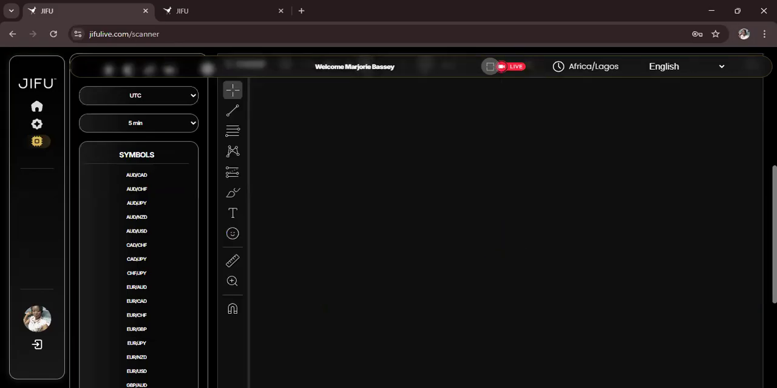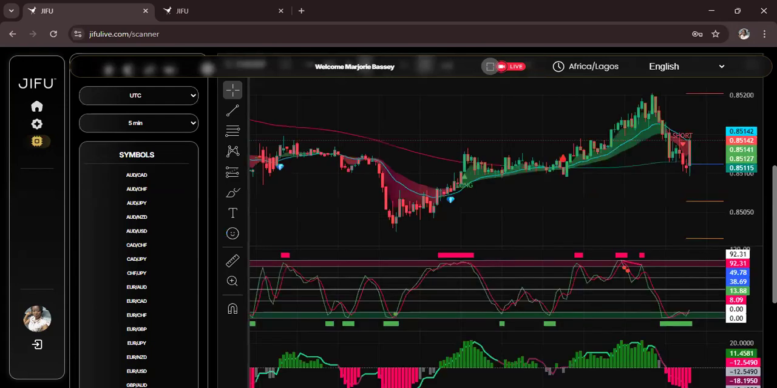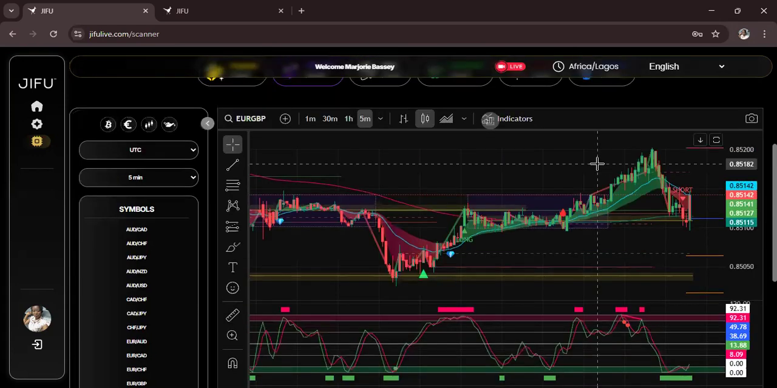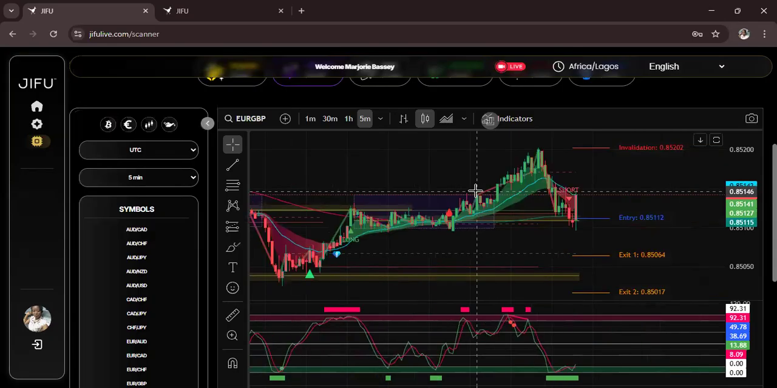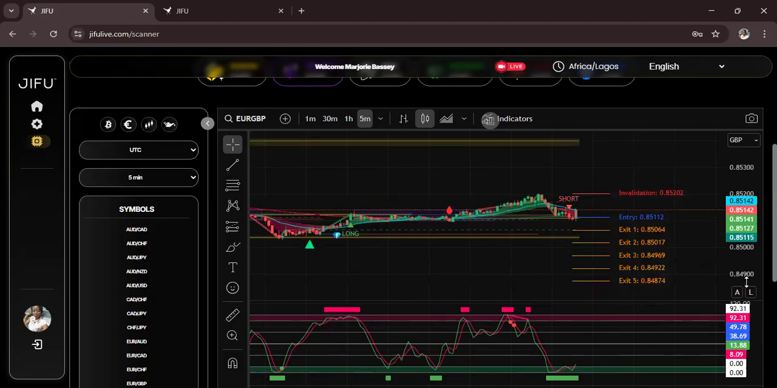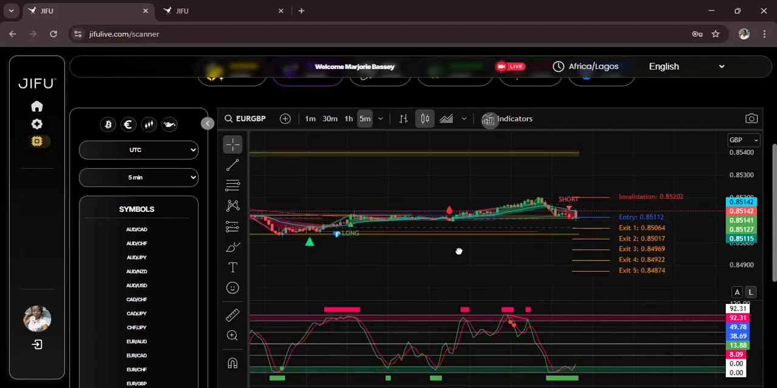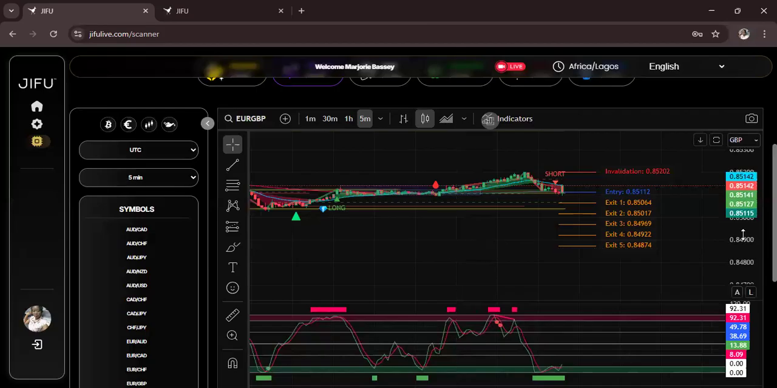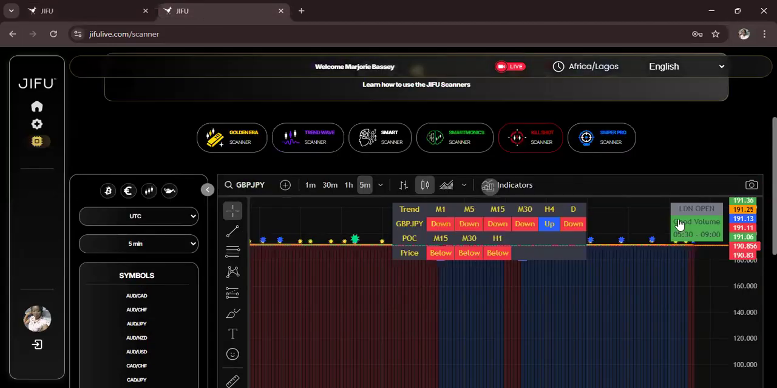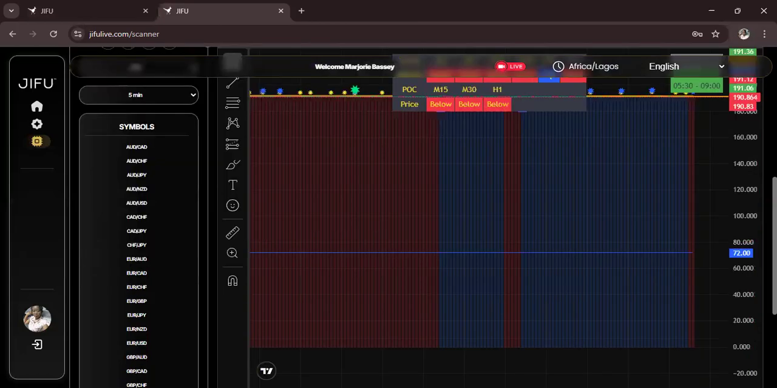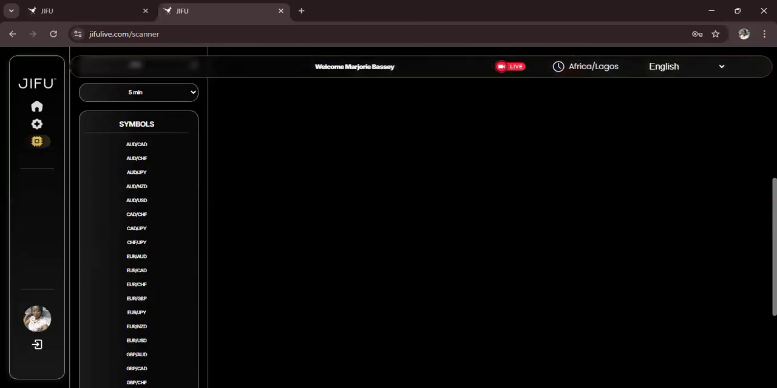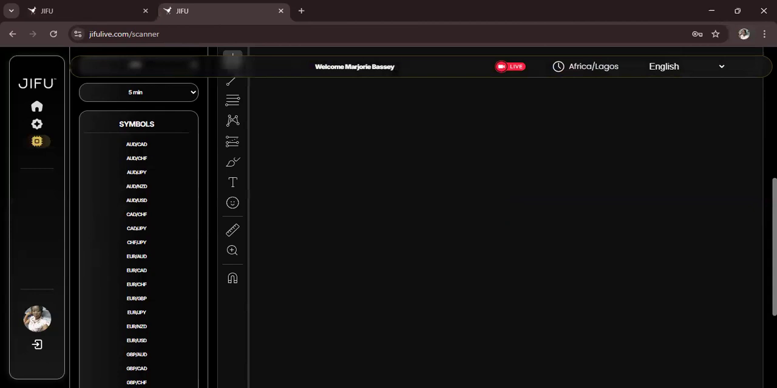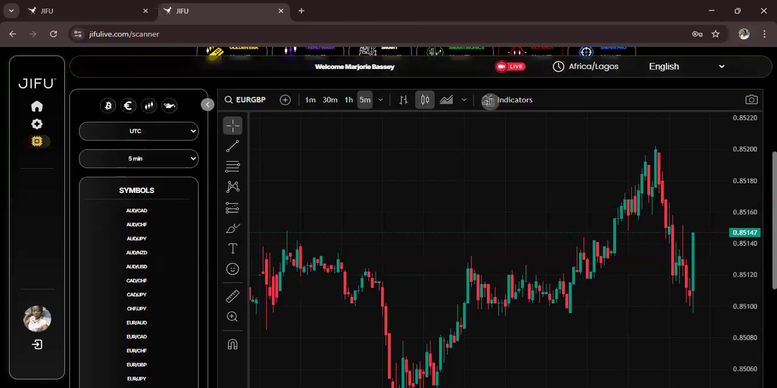Someone said US 30. Okay, let's look at US 30. Even though for me, okay, which pair is this? Euro GBP. Euro GBP is actually for a short. Let's see the trend for Euro GBP on Kill Shot. It's actually for a sell. Trend Wave is saying a sell. So let's see.